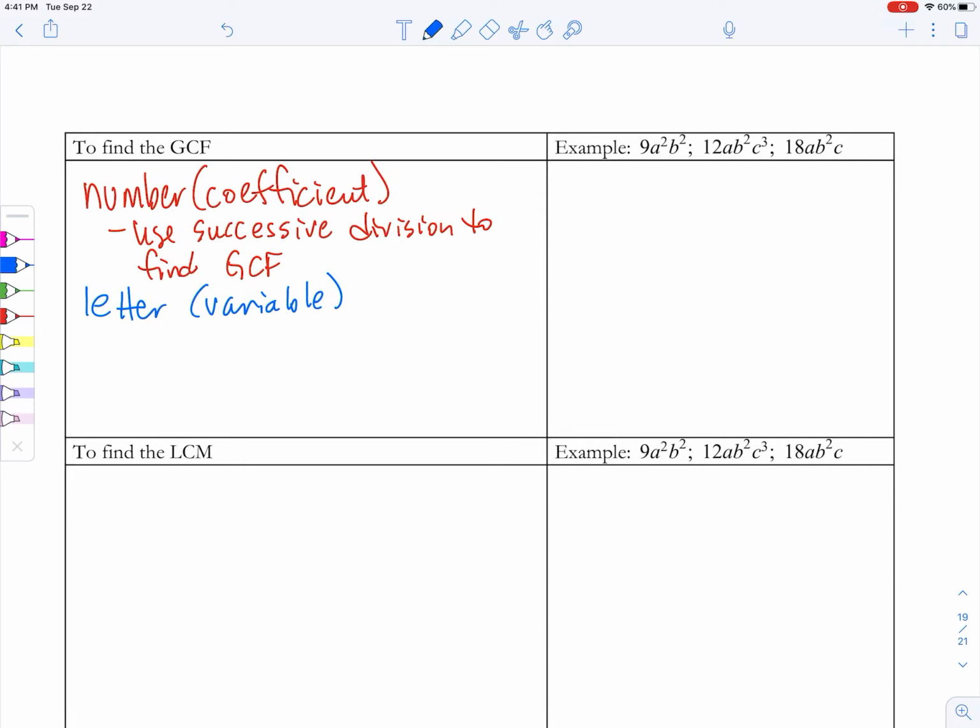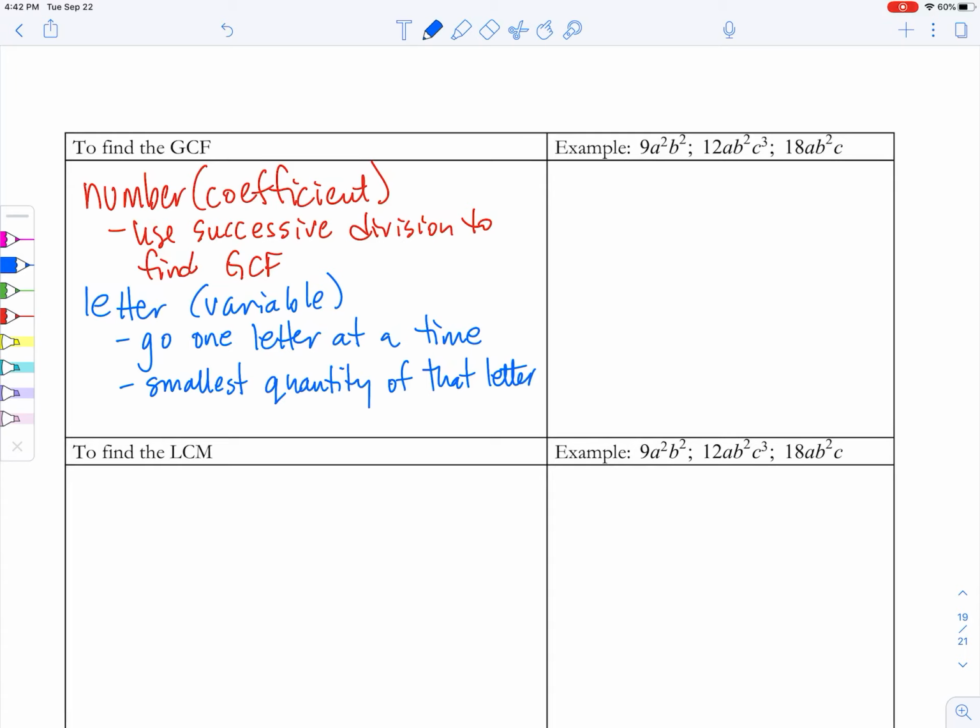And then for the letter, aka the variable, we're going to look and see what is the largest for each letter. So we go one letter at a time. And what we're going to be able to take as a common factor is going to be the smallest quantity of that letter out of all the terms. And sometimes that's going to be 0. A letter might not show up, so then it's not going to be part of the GCF.